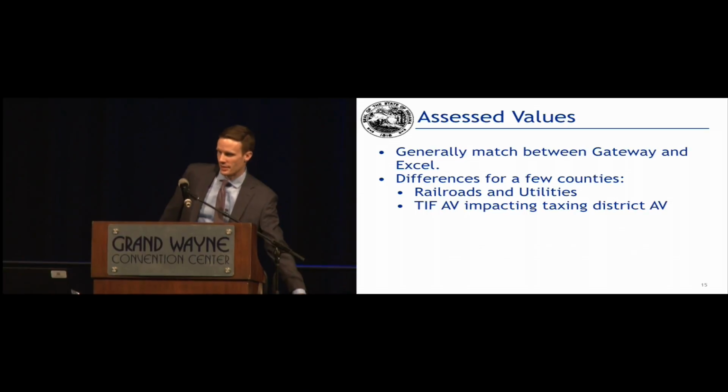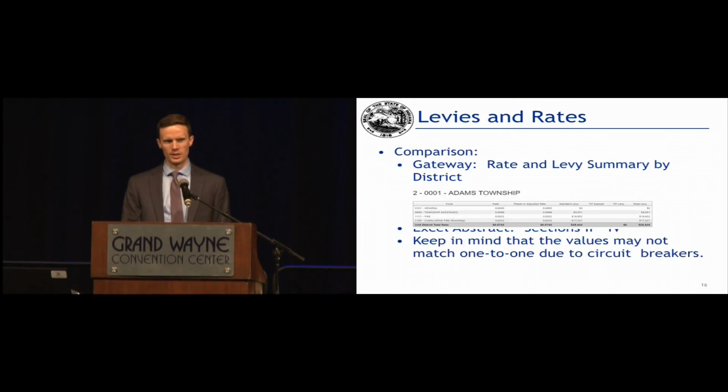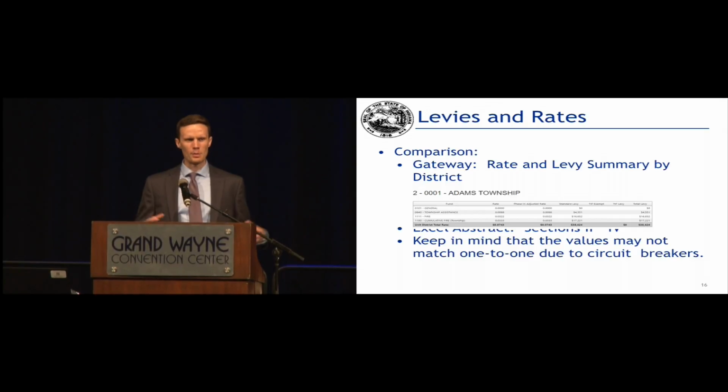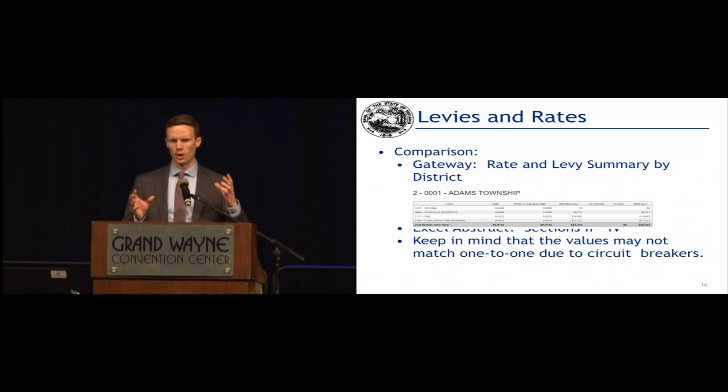Levies and rates is the next section. This is on the Excel Abstract. It's sections 2 through 4. And in Gateway, we've got quite a few screens that pertain to rates and levies, broken out at the taxing district level, broken out at the taxing unit level, the fund level within taxing districts, with a lot of different ways to look at it. But largely, you can do a comparison between Excel sections 2 through 4 and Gateway Abstract's rate and levy sections.